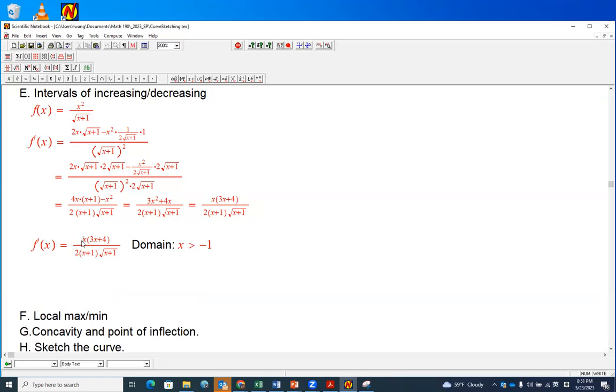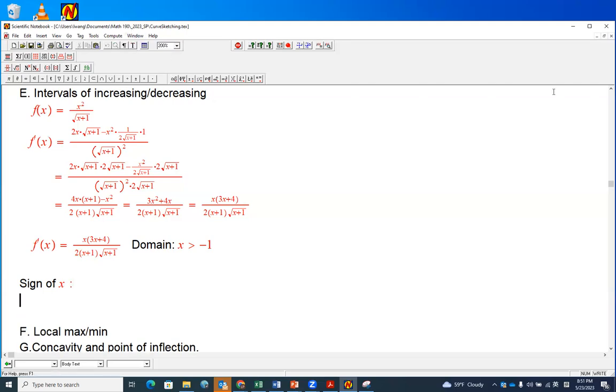Numerator x may change sign. So when we look at the number line, we're going to study the sign change. So we study the sign of x. It's just so much easier to write it out.